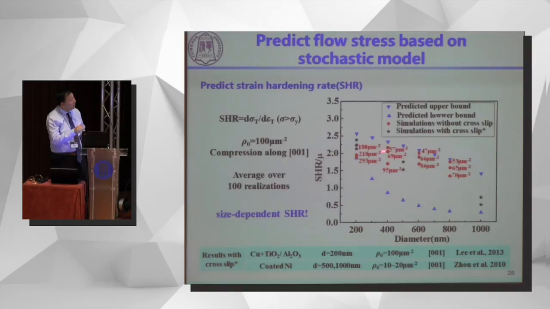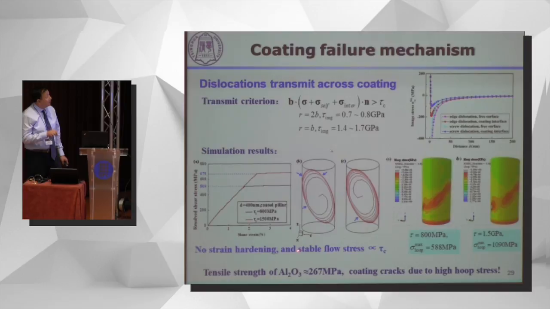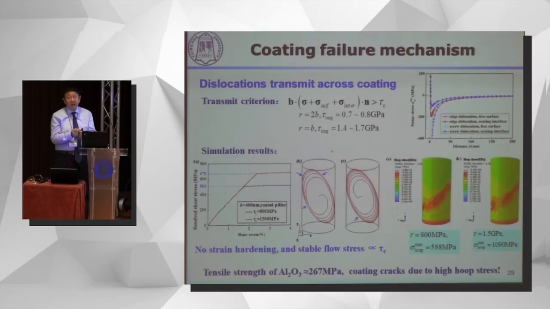For the upper bound and lower bound, we can get more results from reference papers, from experiments, and from theoretical results. We can predict the result for small-size pillars during compression or tension. If dislocations are attracted to the coating interface, there will be stress concentration, which can break the coating surface. In this simulation work, we use a stress criterion, the hoop stress, to get cracks in the coating surface.